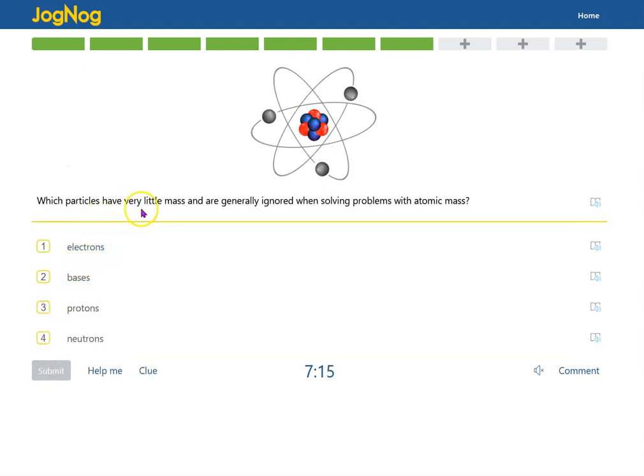What particles have very little mass and are generally ignored when solving problems with atomic mass? That would be the electrons. Again, it makes sense. The electrons are flying around. It makes sense that the lightest thing would be flying around the most. And in fact, the atomic weight is mostly protons and neutrons, and the electrons have almost no impact on the weight.